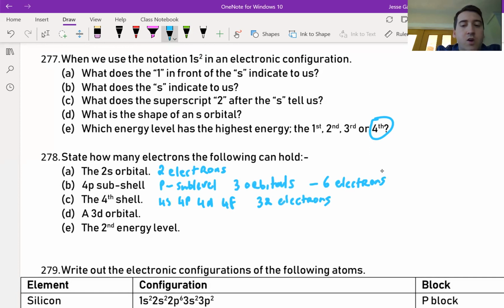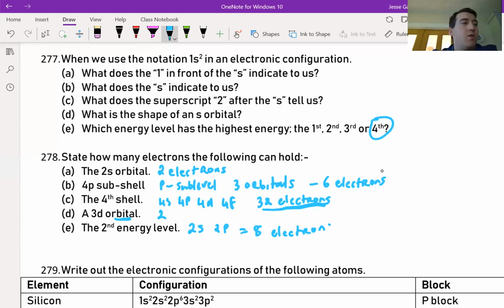Okay, if you're not sure about that, you need to go back and watch one of the previous videos when we looked at the different energy levels. A 3d orbital, well, the key word here is that it's an orbital. All orbitals hold 2 electrons. And then the second energy level is made up of a 2s and a 2p sublevel. So that's a total of 8 electrons.